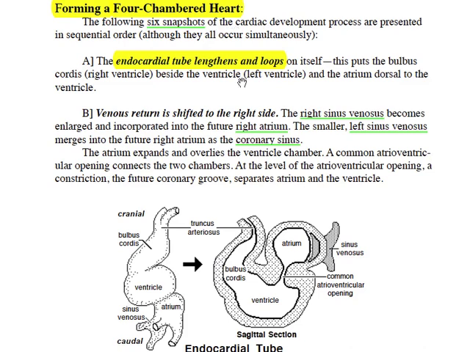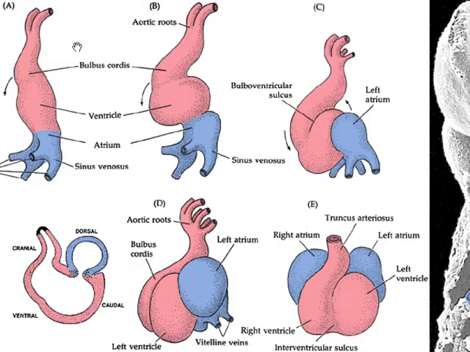First, when the endocardial tube lengthens, it loops on itself, and this positions the 2 ventricles side by side, and it puts the atrium dorsal to the ventricles. This image shows the endocardial tube, atrium and sinus venosus, shown in blue, and as the tube elongates and the regions become more distinct, it begins to loop on itself.